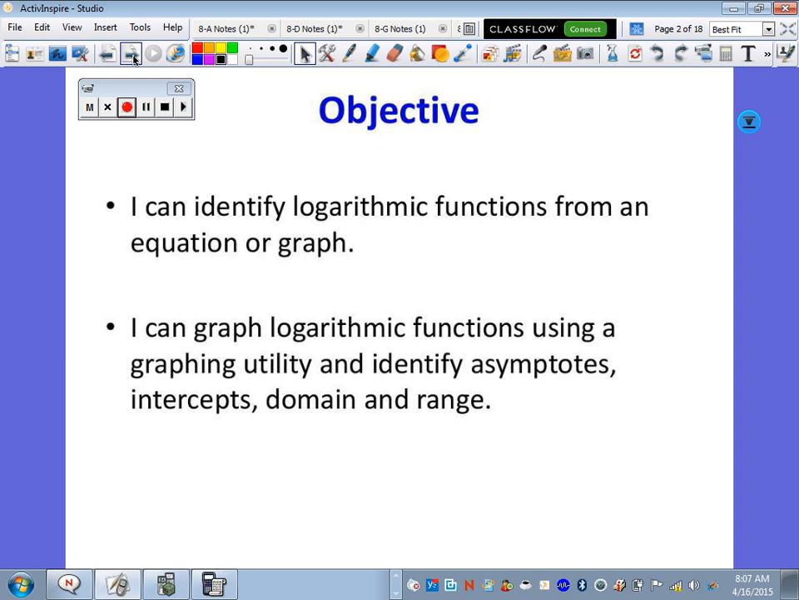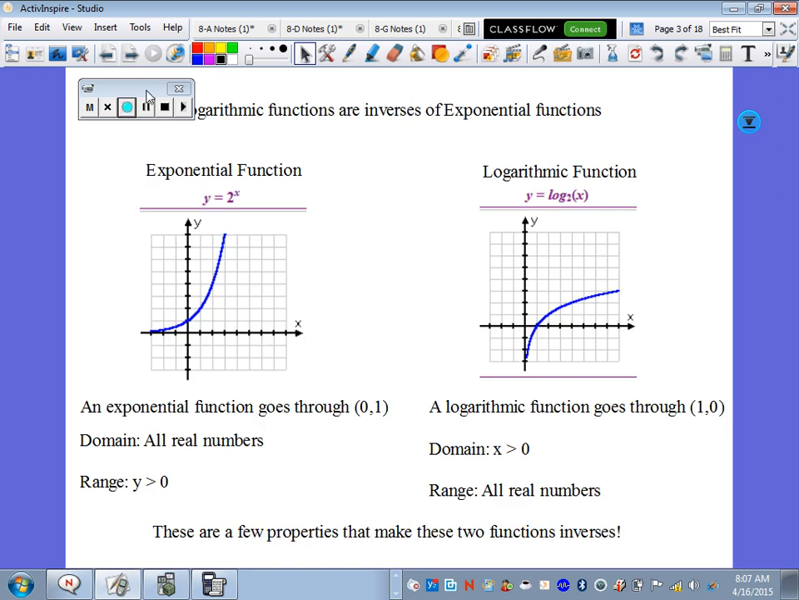Okay, so what you're going to be able to do is identify logarithmic functions from an equation or a graph, and you're going to be able to graph them using a graphing calculator, identify your asymptotes, your intercepts, domain, and range. Okay, let's go. Now, we're not going to be going through all of these slides because a lot of them have the homework embedded in them. We just have to go through just a few things.